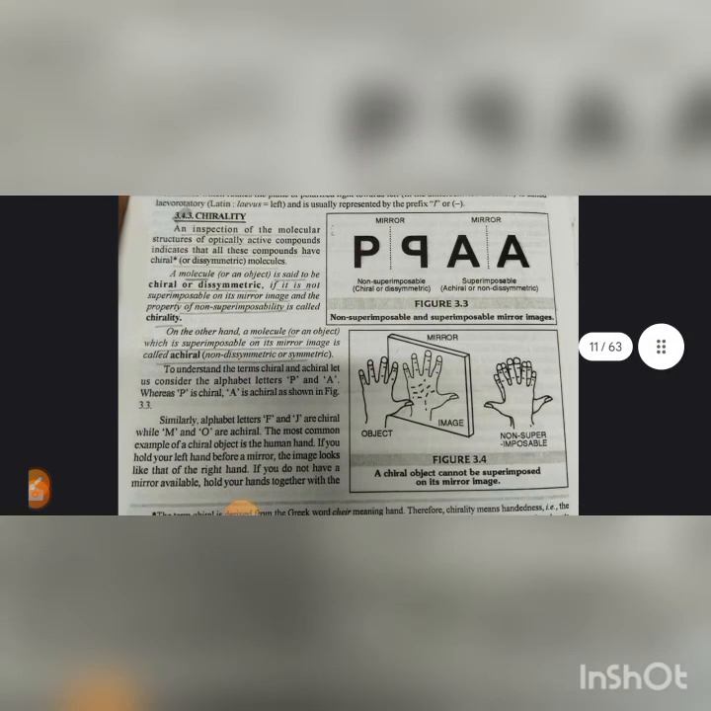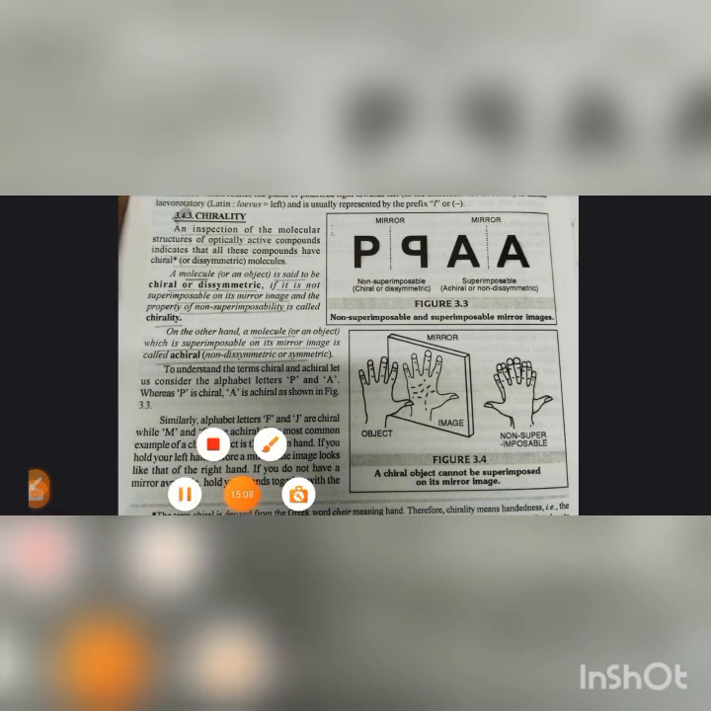Next is chirality. An inspection of the molecular structures of optically active compounds indicates that all of these have chiral or dissymmetric molecules. A molecule is said to be chiral or dissymmetric if it is not superimposable on its mirror image, and the property of non-superimposability is called chirality. On the other hand, a molecule which is superimposable on its mirror image is called achiral or non-dissymmetric or symmetric. To understand the terms chiral and achiral, let us consider the alphabets P and A. P is chiral and A is achiral, as shown in figure 3.3.